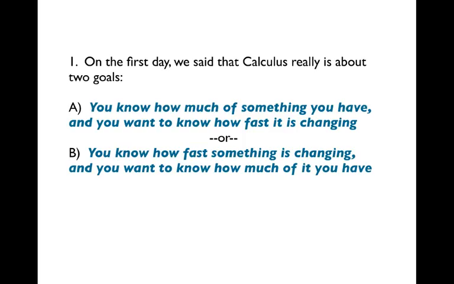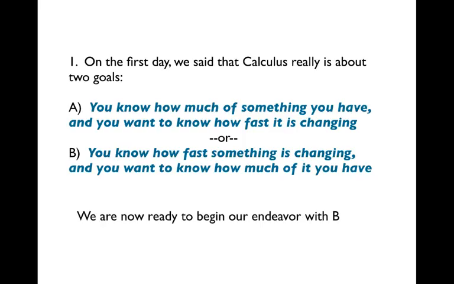Goal A: you know how much of something you have at every moment, and you want to know how fast it is changing at every moment. And then goal B: you know how fast something is changing at every moment, and you want to know how much of it you have at every moment. Okay? So all calculus, what we work on all semester long, really boils down to one of these two things. With everything we've done so far, we're ready to begin endeavor B.